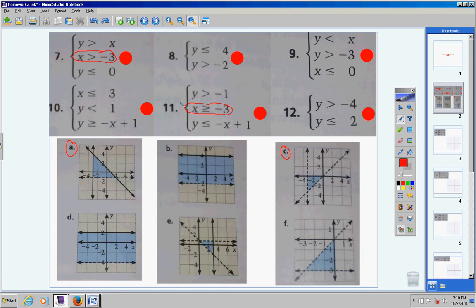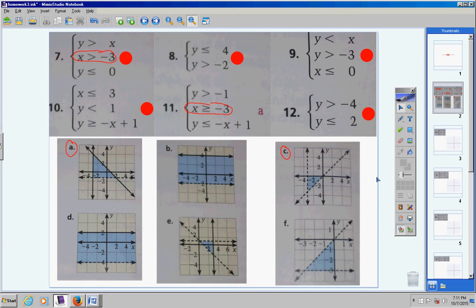Now, this one here has the dotted line. There's no equal sign here. This one here has the equal sign. It's going to be the solid line. So look at this one that I circled. I have a solid line going right through here at x equals -3. So I know right away that letter A has got to be this one here, number 11.